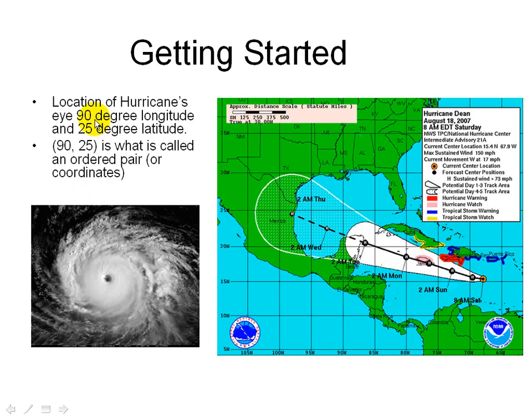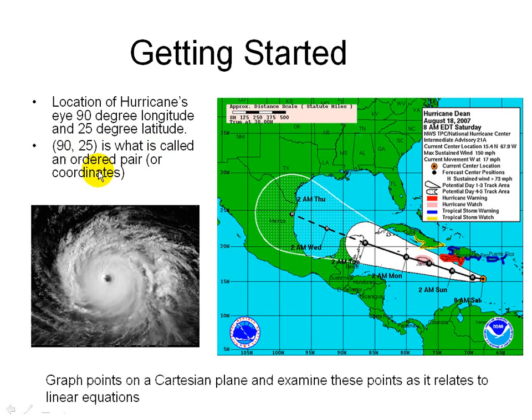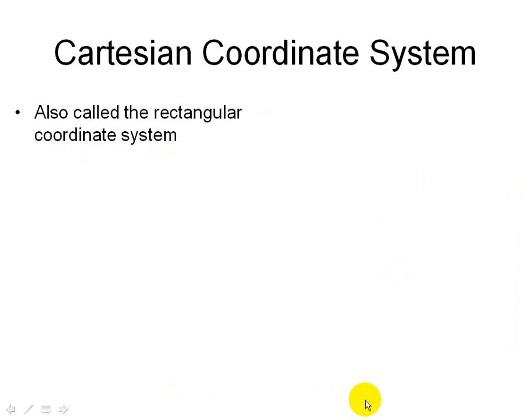The 90 degrees longitude and the 25 degrees latitude can be formed as an ordered pair shown here. And these are also called coordinates. And that should get us started when we talk about graphing points on a Cartesian plane and examine these points as they relate to linear equations. The Cartesian coordinate system is also known as the rectangular coordinate system.